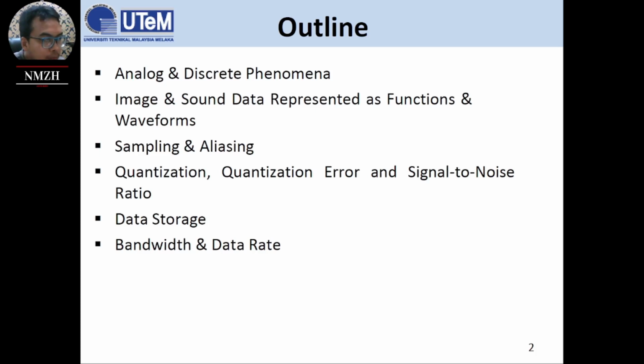Last but not least would be talking about the bandwidth and data rates. The bandwidth is related to the signal width during the selected frequency to be sent from A to B, while data rate is basically how the data is sent from A to B based on bits per second. So yeah, that's the thing that we'll be talking about for today.